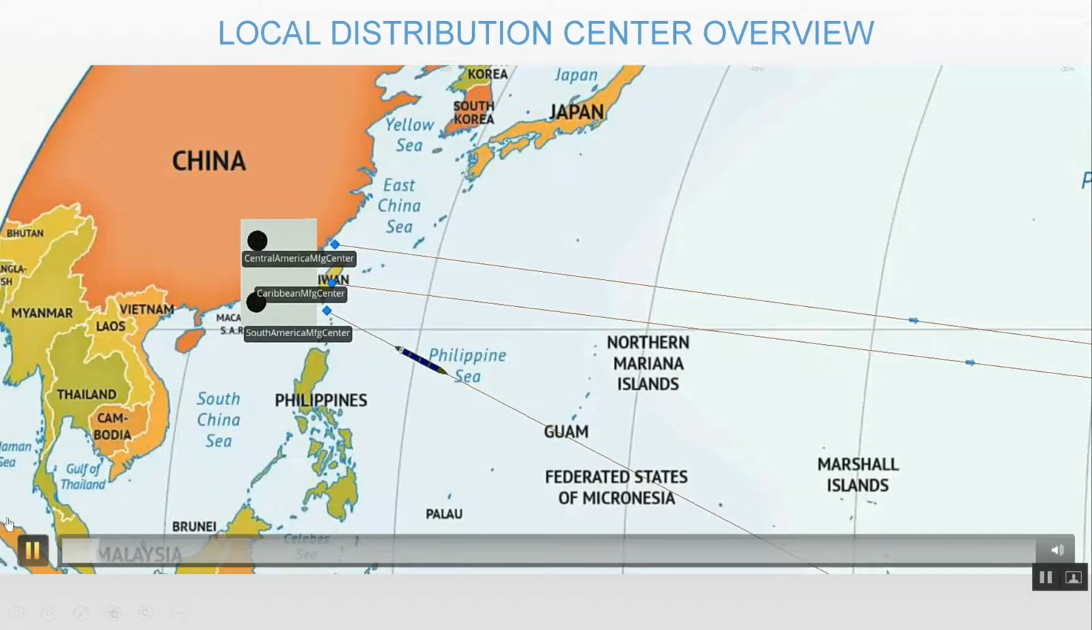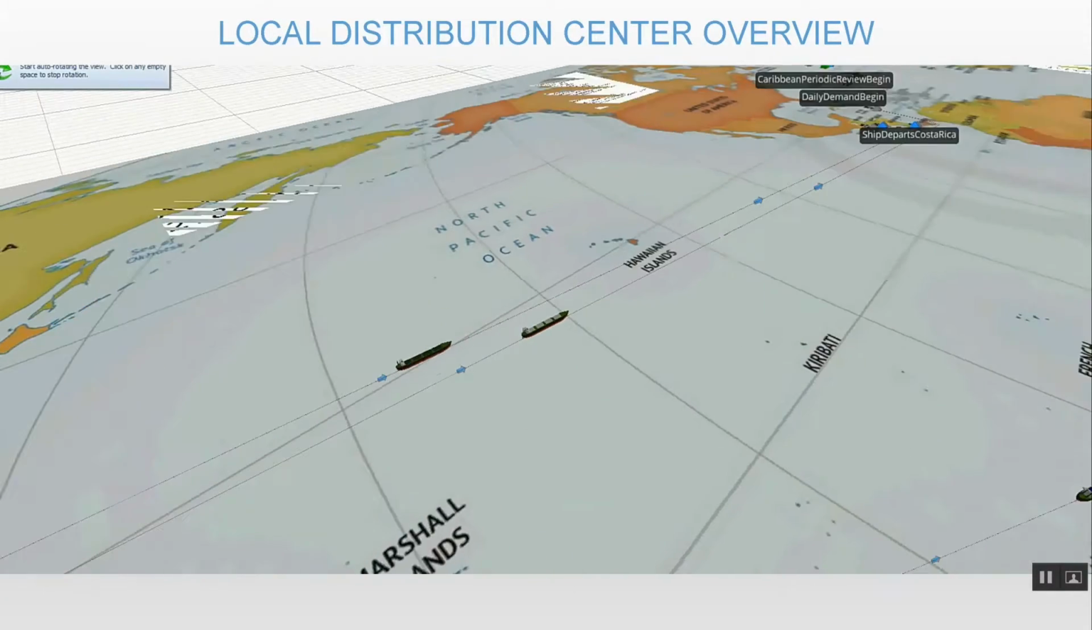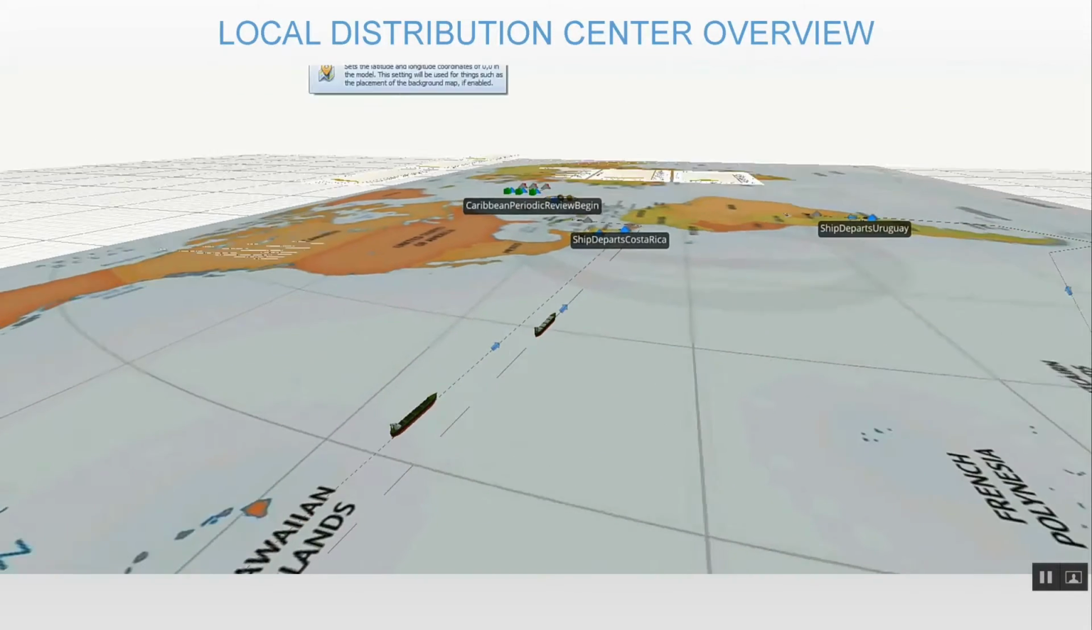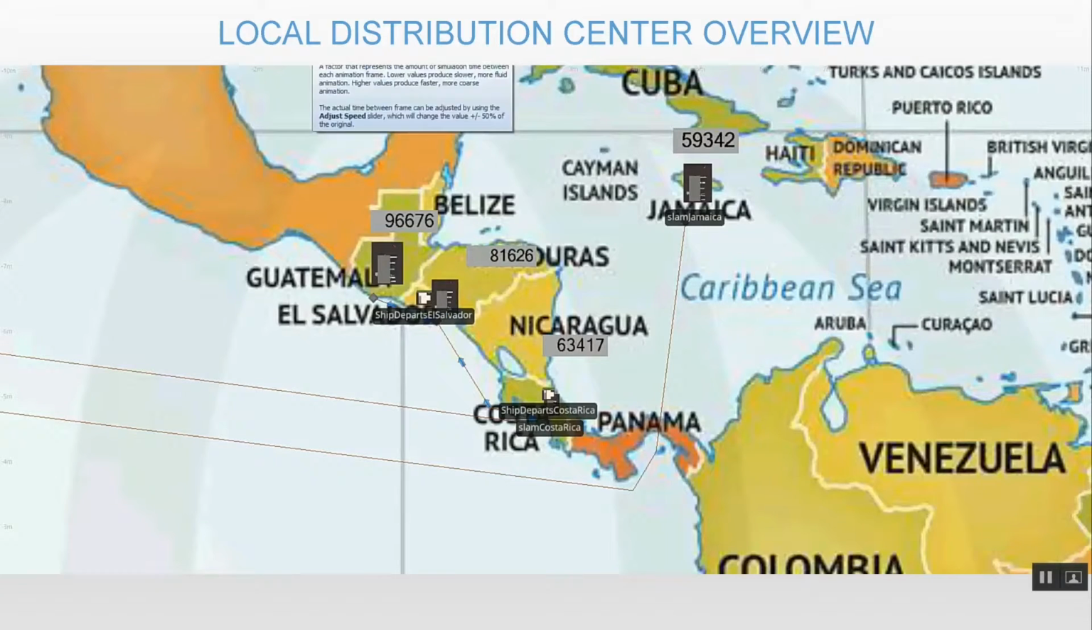This is an overview of our local distribution center model. Ships depart the Asian manufacturing facility en route to Central America, the Caribbean, and South America, where they deliver cases by the thousand.